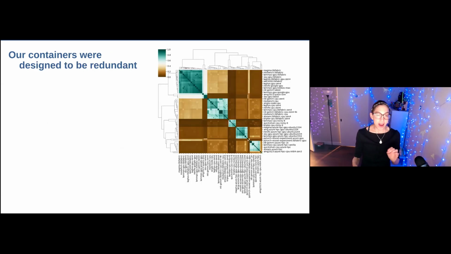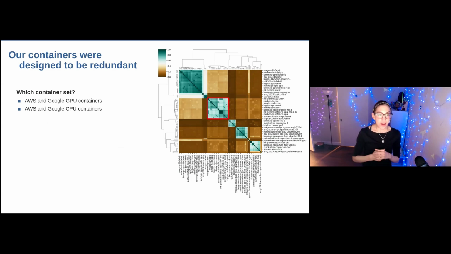I want to make a point, however, that our containers were designed to be redundant. So what you're looking at here is a similarity matrix, specifically the Jaccard similarity. And this is comparing all containers pairwise. And what's really cool about this plot is that you can actually see the different cloud setups. So in the top left, we have AWS and Google for GPUs. Then we have them for CPUs. The reason they're so similar is because the only difference between these containers is that AWS has libfabric.